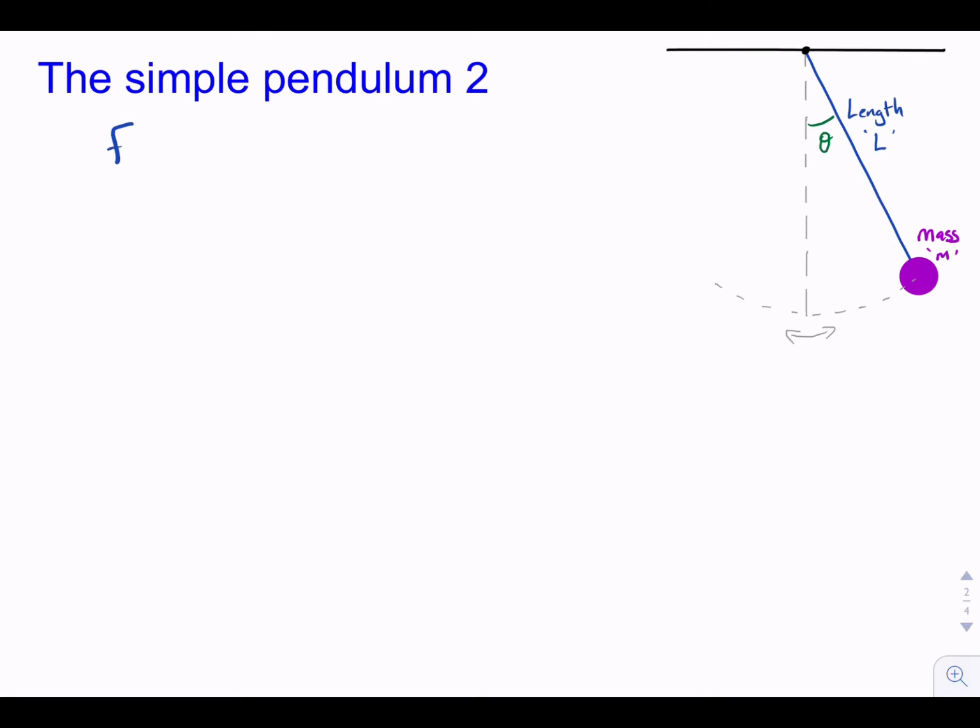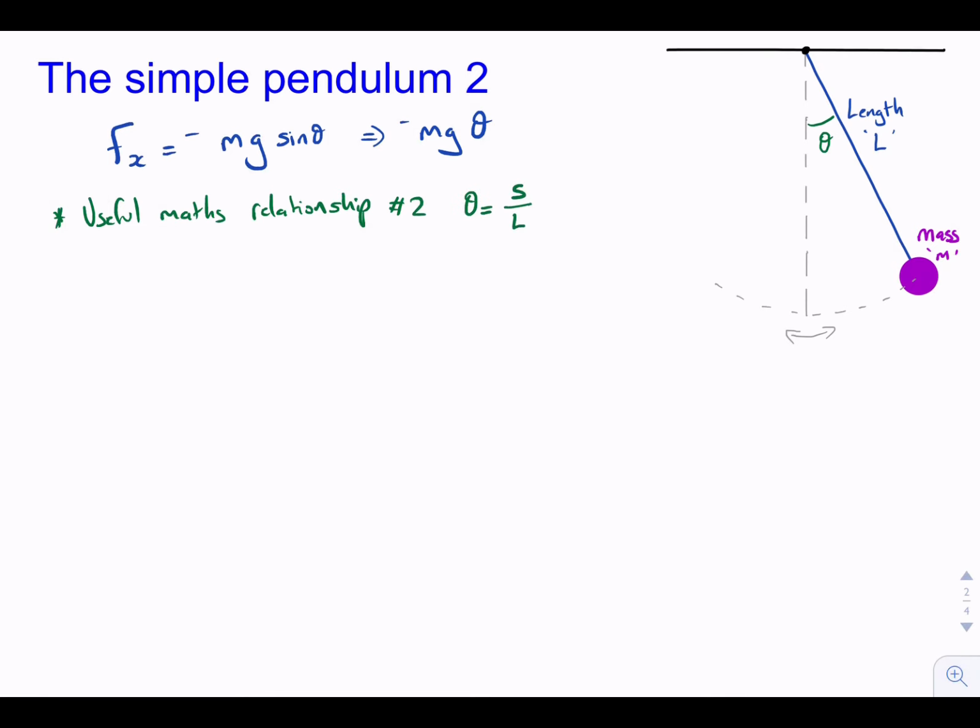Let's copy this relation out again. Fx equals minus mg sine theta, which using the small angle approximation simply equals minus mg theta. Now we need to use another useful mathematical relationship, this time relating the arc length to the radius and angle in radians. The arc distance, let's call this s, is directly proportional to the angle theta. When theta is expressed in radians, the arc length of a circle is related to its radius, which is L in this example. So we have theta equals s on L.